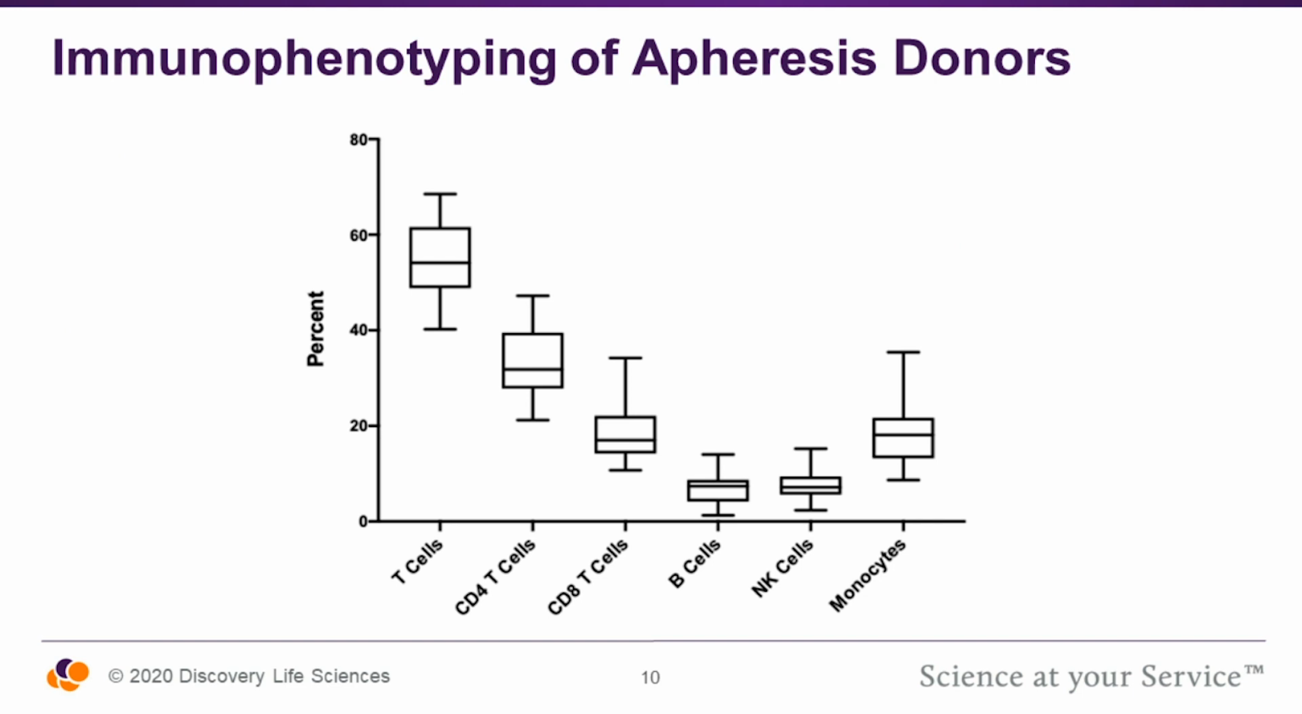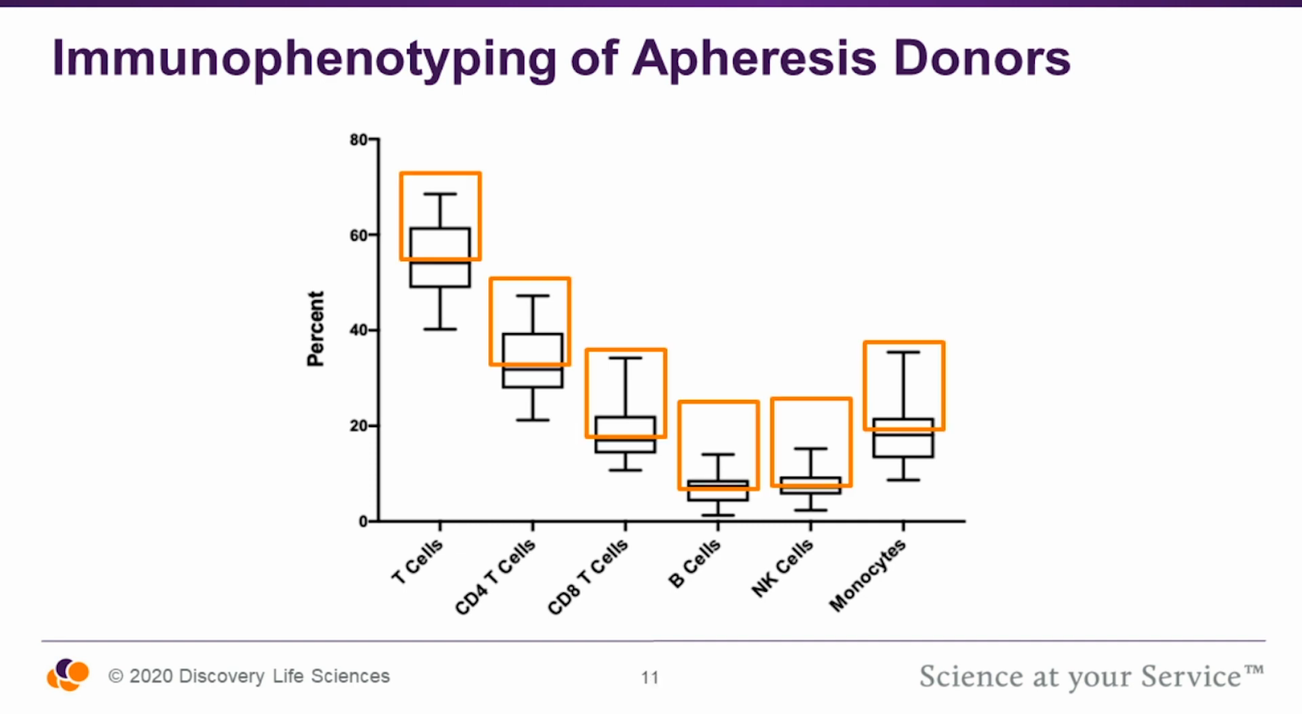Looking at our donor population as box and whisker plots here, you can see there is a lot of variability within the donor pool for each cell type that we're currently profiling. What we've done is use this data to set thresholds. These thresholds, which are displayed in these orange boxes, allow us to define which donors would or would not be good for downstream isolations.